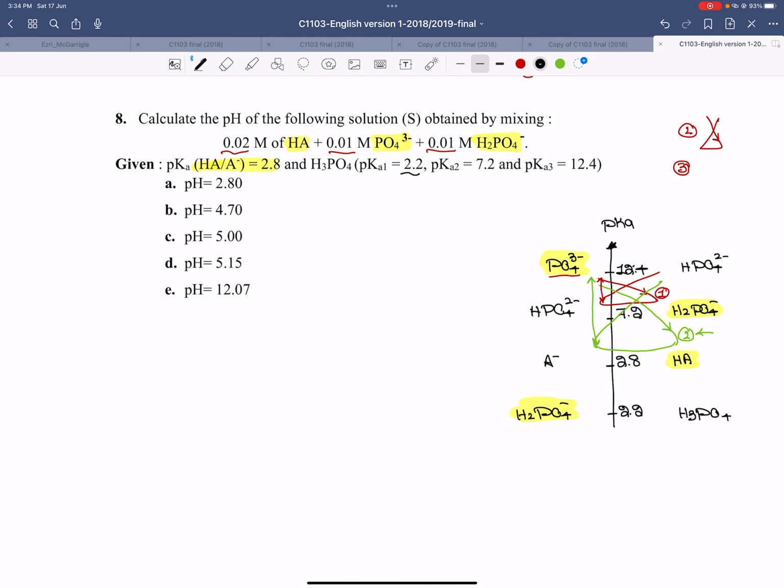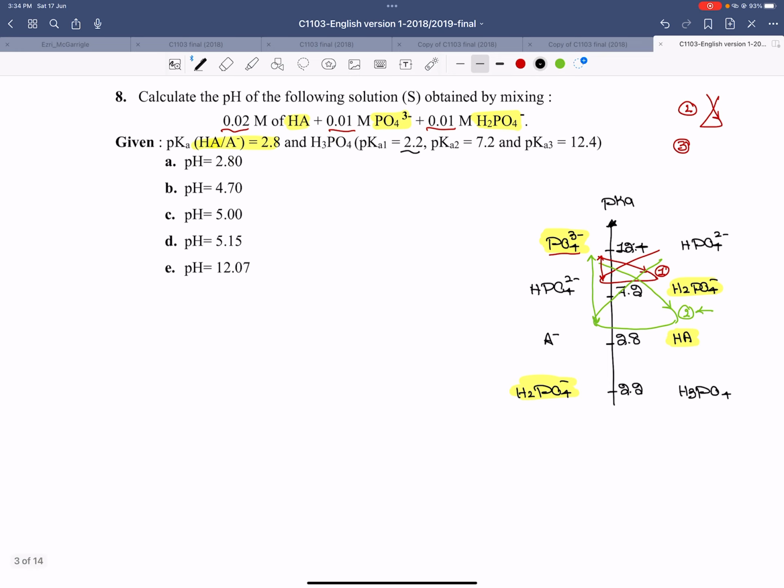All of this was an explanation. The reaction that will truly happen is the second option, the predominant reaction. This is the reaction that will happen first, which is basically PO4 3- plus HA. I'm going to leave this area void for now, and it will give me A- and HPO4 2-.